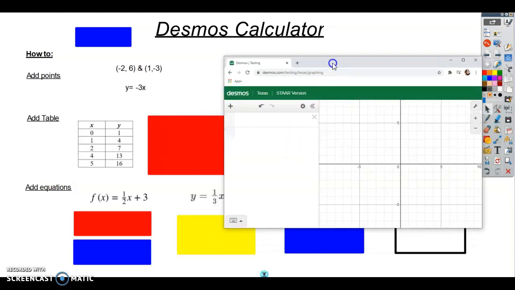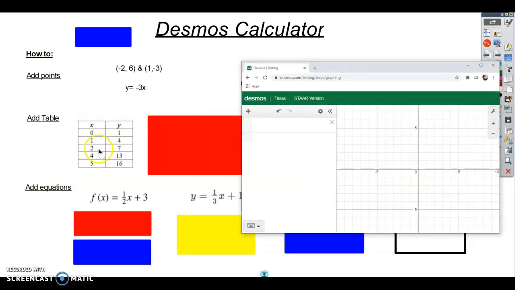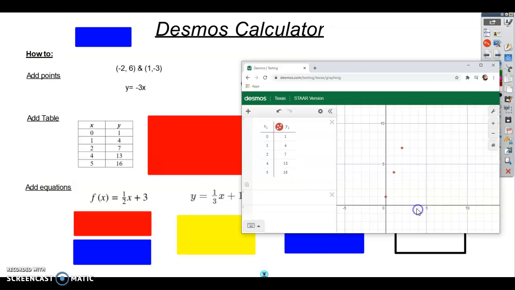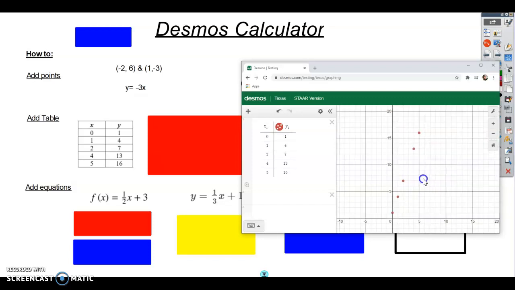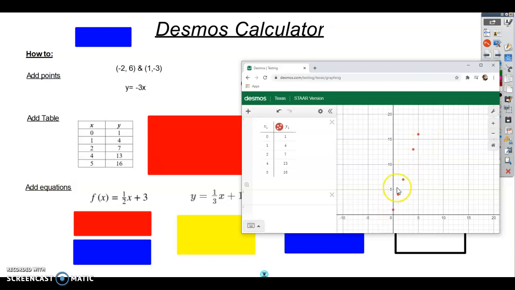What else can you do with Desmos? I can add a table. So if it gives me this table, I can add a table by hitting the plus button and adding the table, and just type those numbers in there. I like to go the x's first, so 0, enter, 1, enter, 2, enter. I don't need 3, I need 4, enter, and 5, enter. And on the other side, I'm going to put 1, 4, 7, 13, and I'm entering as I go. And then it types your points on here. Now you can zoom out, and you can clearly tell that that's a line, right? Because it might ask you, is this linear or not? Yes, it is linear because it's a straight line, right?